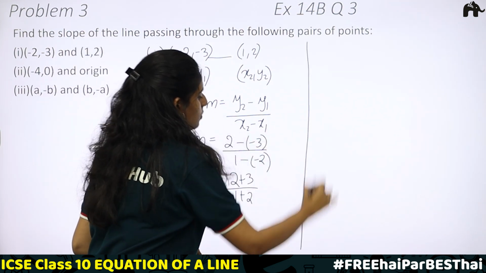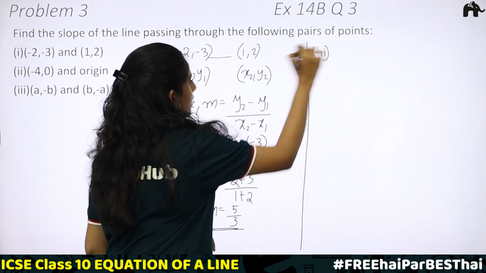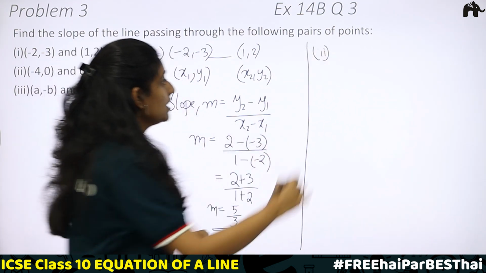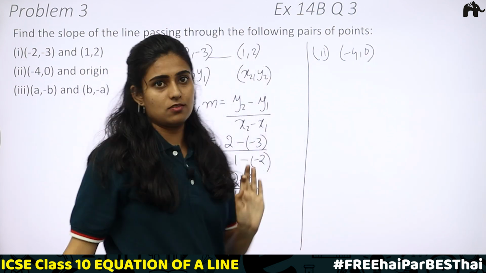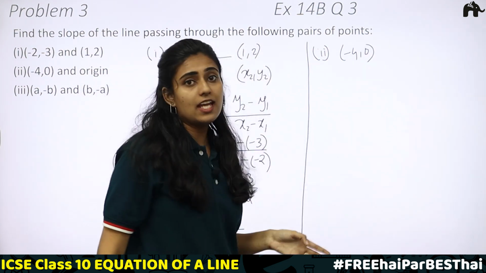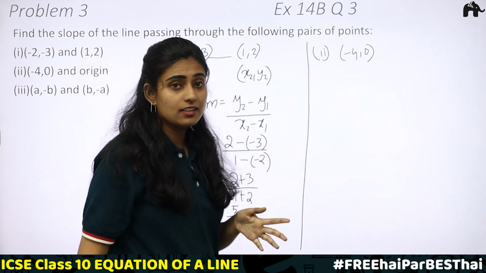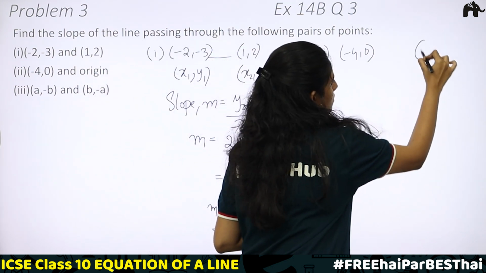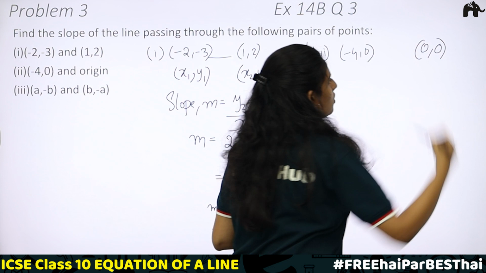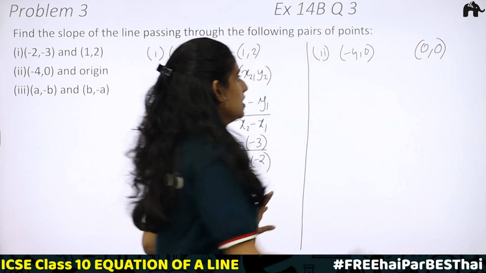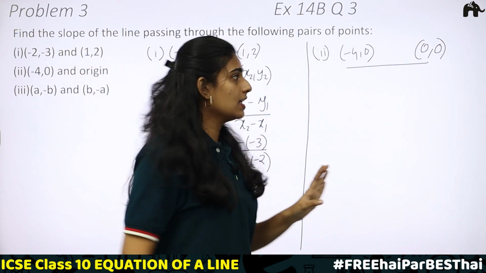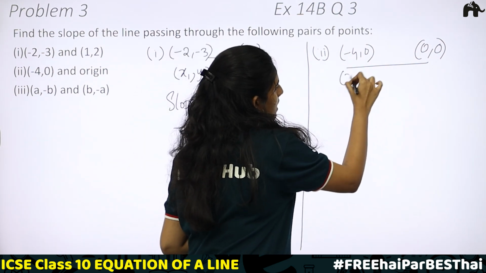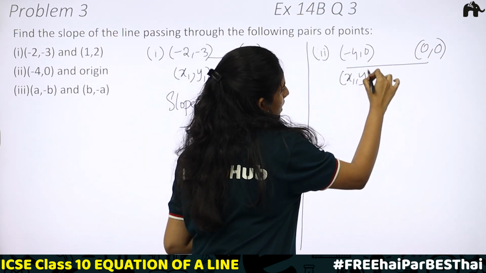Now, the second question. Here the coordinates are minus 4, 0 and the second coordinate is origin. What are the x and y coordinates of origin? Yes, 0, 0. X coordinate is 0 and y coordinate is also 0 for origin. So, this is the line which is passing through these 2 points. Let us take the first point, x1, y1.